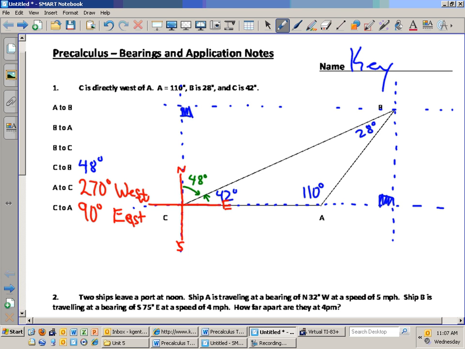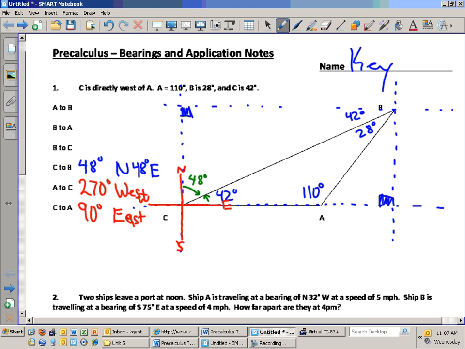And what is that in terms of navigation? North, east, 48 degrees north of east. There you go. Or 48 degrees east of north, excuse me. B to C. Oh boy. Looks like that's 42 degrees up there.